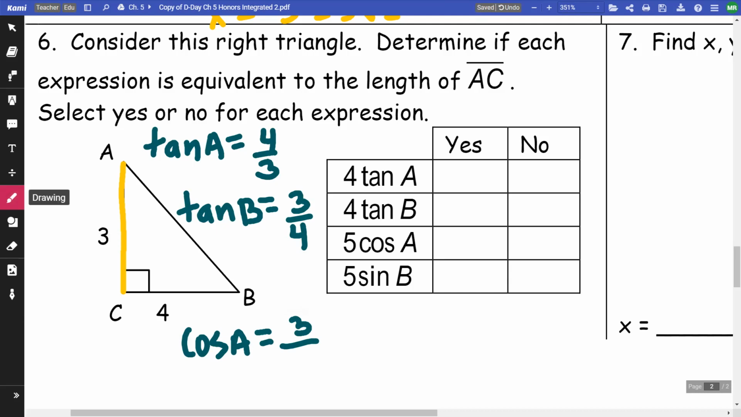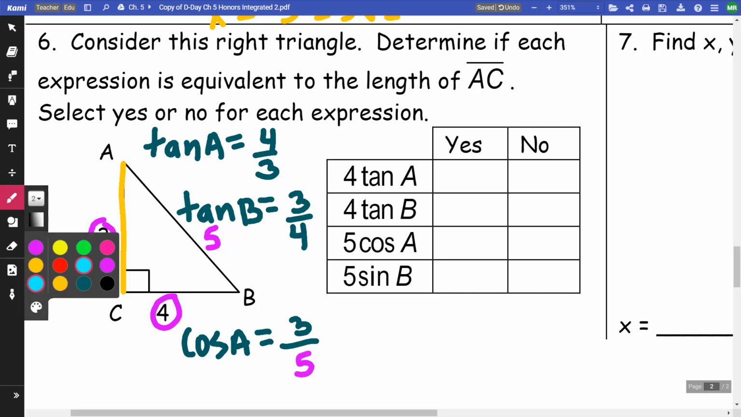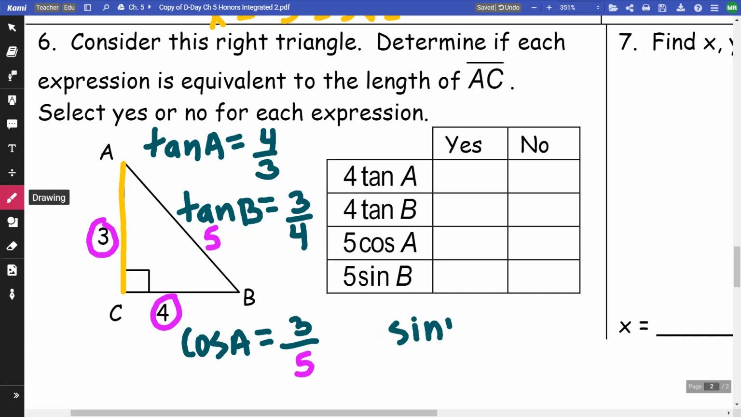I'm going to do Pythagorean theorem, but this is a 3, this is a 4, this is going to be a 5. It's a 3, 4, 5 right triangle, but again, do Pythagorean. So this is going to be cosine of A over 3. And then my sine of B is going to be, from B, opposite over hypotenuse, which is again 3 over 5.